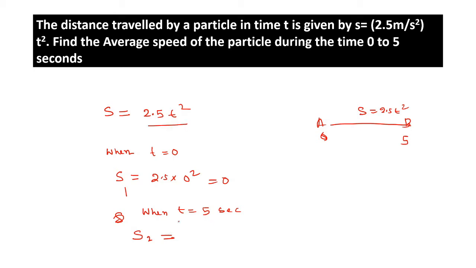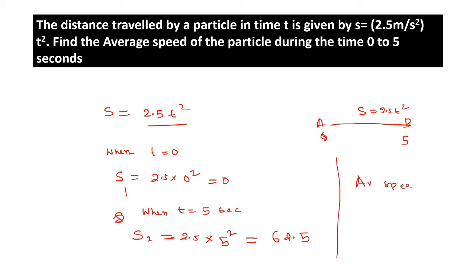What will be the s2? Just put the value here. It will be 2.5 into t square. What is the value of t? That is 5, so 5 square. I'm putting the value of t here, that is 5. If I solve it, that will be 62.5. Now we have to find out the average speed.